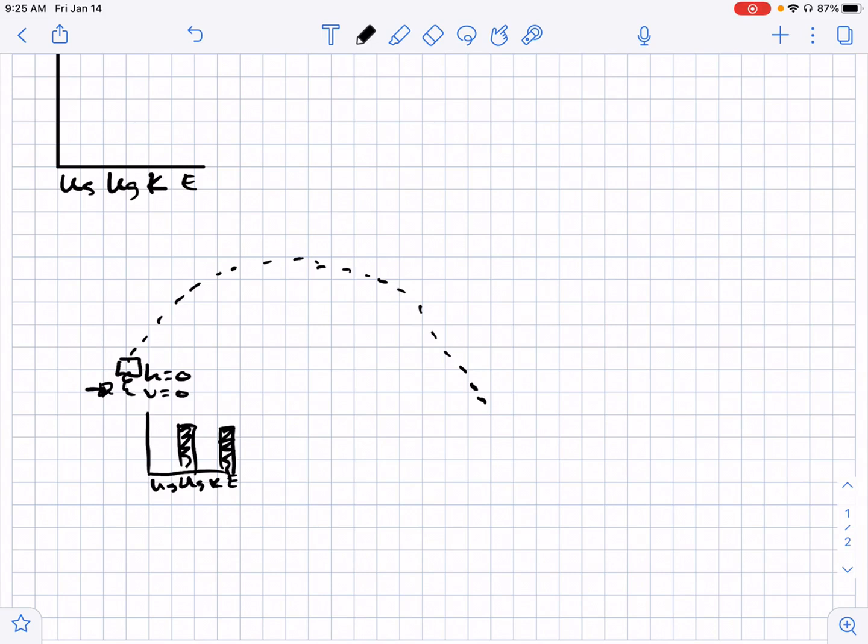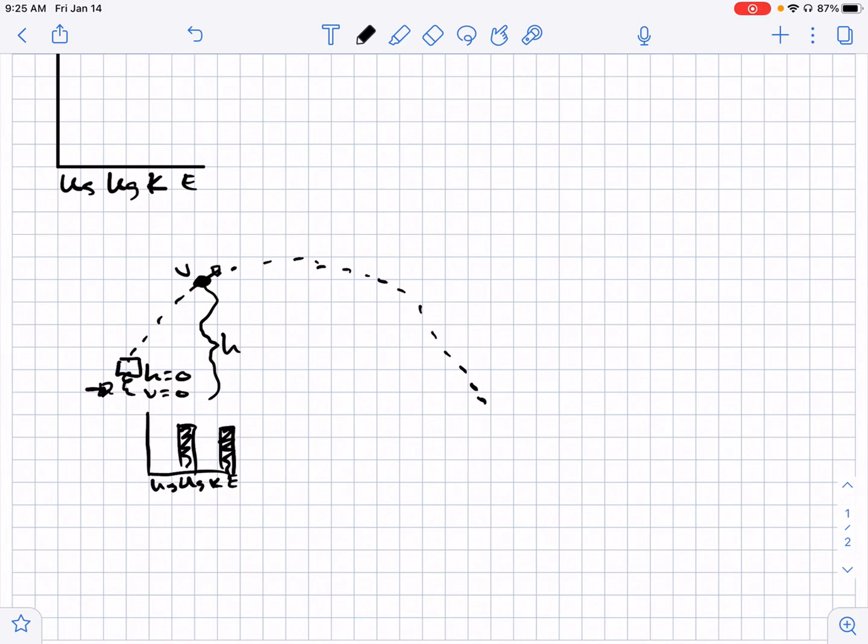Let's say that it's launched, and let's look somewhere around here. And now the spring is no longer compressed, so you have no elastic potential. You do have a height, and it is moving, right? So you have a velocity. So the types of energy that we have at that location would be gravitational potential as well as kinetic energy.